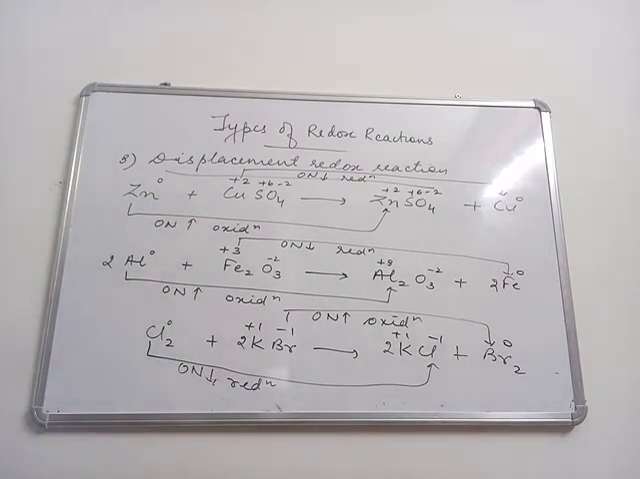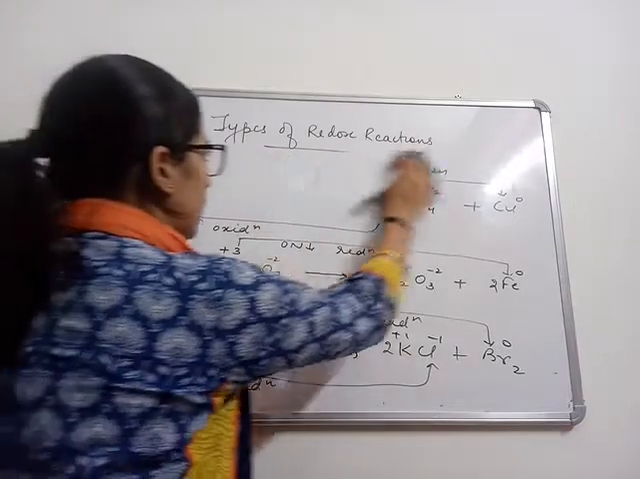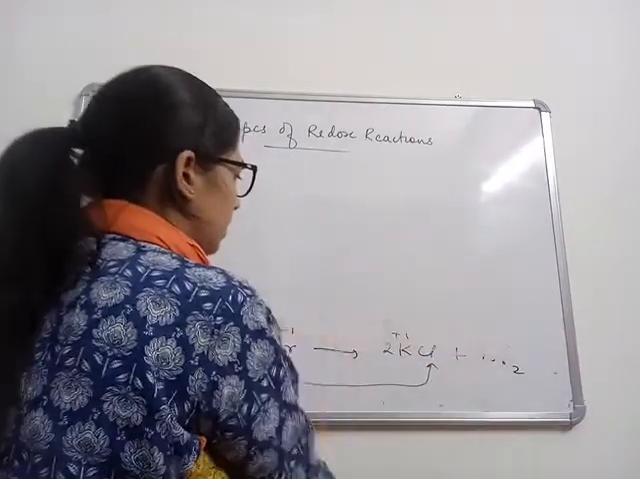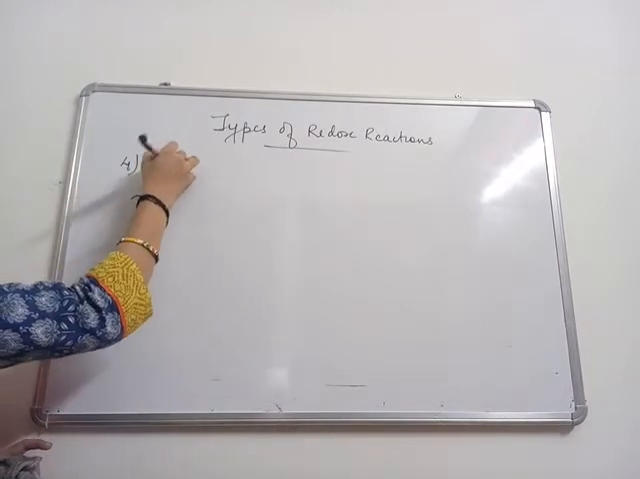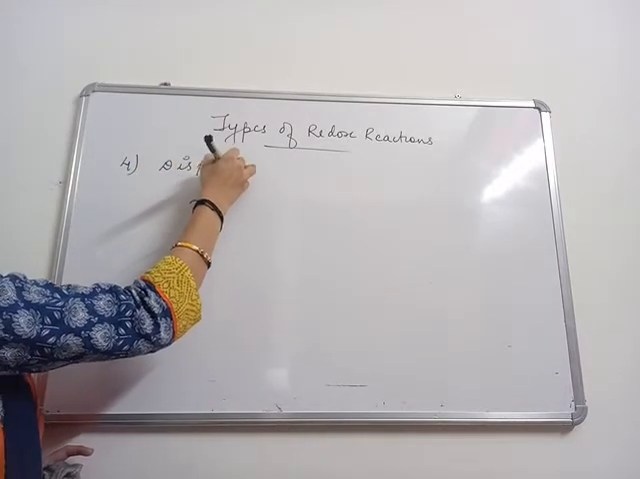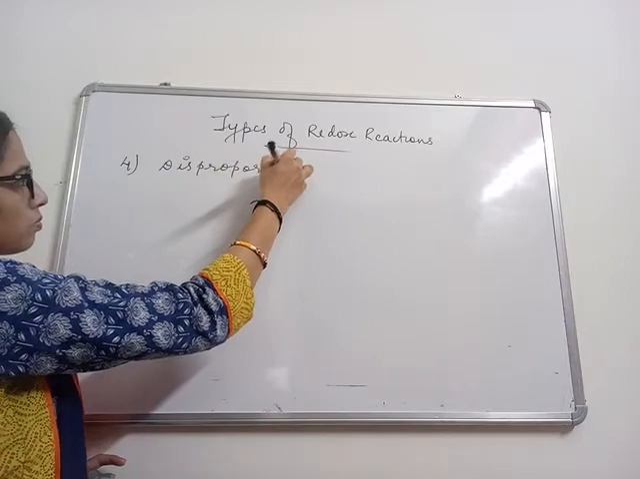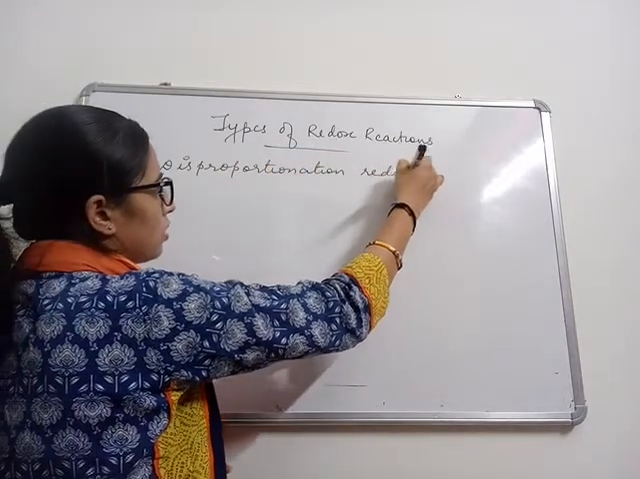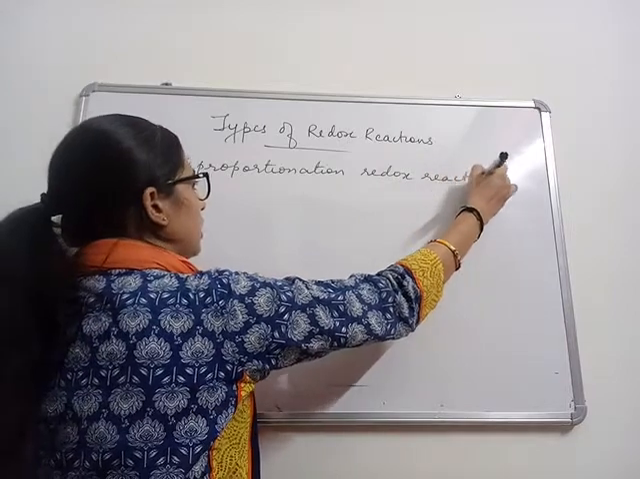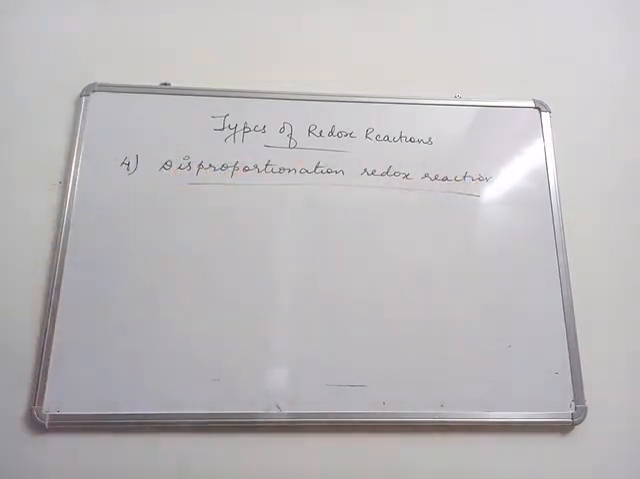Okay, but it's not necessary that every time a metal displaces. This is a non-metal displacement reaction. So this is the third type of redox reaction. And the fourth type of redox reaction is a new type called disproportionation redox reaction. Now it's a reaction in which a single element has atoms in different oxidation states.